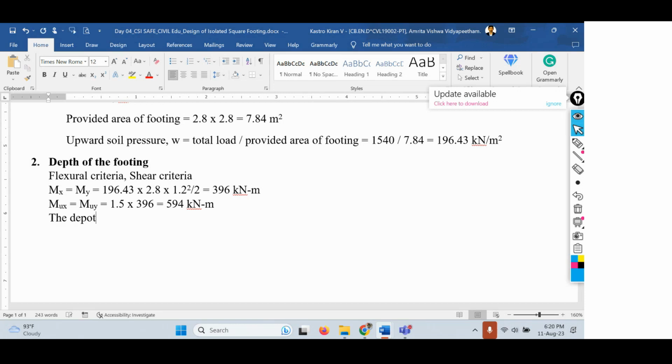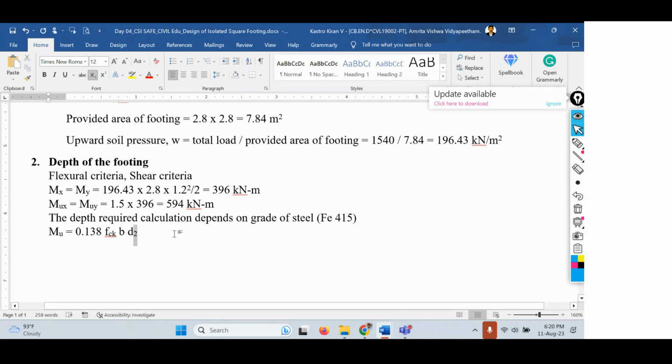So the depth required calculation depends on grade of steel. In our case, the grade of steel is Fe415. So for Fe415 grade of steel, limiting moment of resistance, Mu limit equals to, we have the formula, that is 0.138 fck b d square. So this is the formula to calculate the limiting moment of resistance, especially the depth consideration. So here we don't know the value of d. So therefore, just substitute the values here.